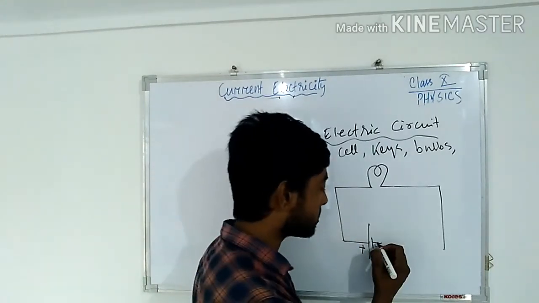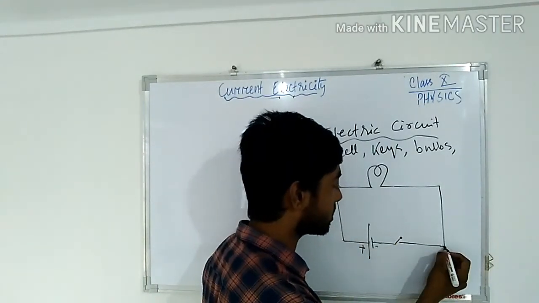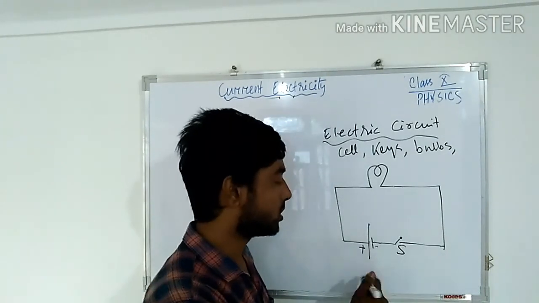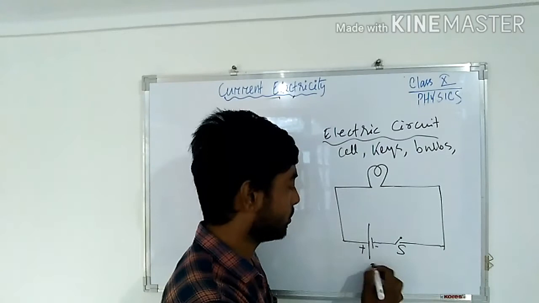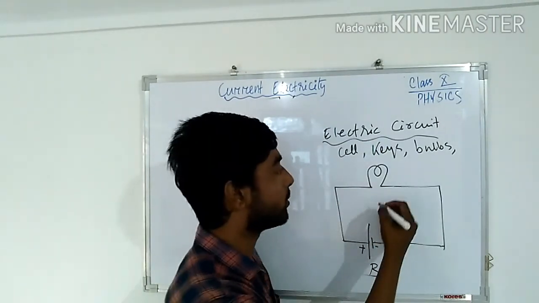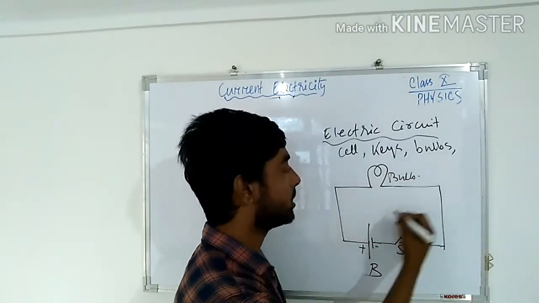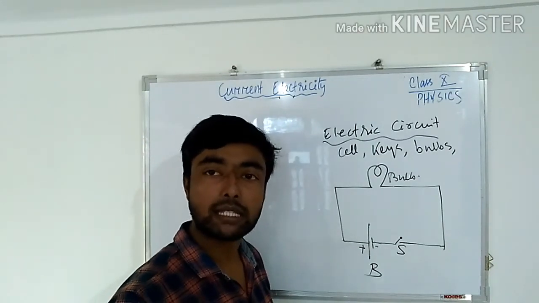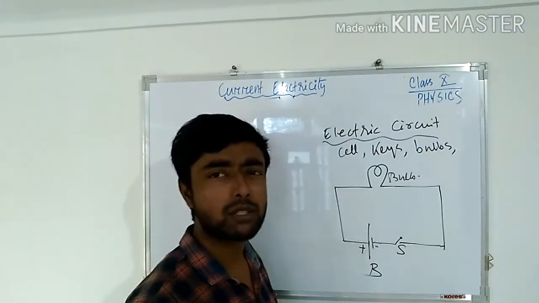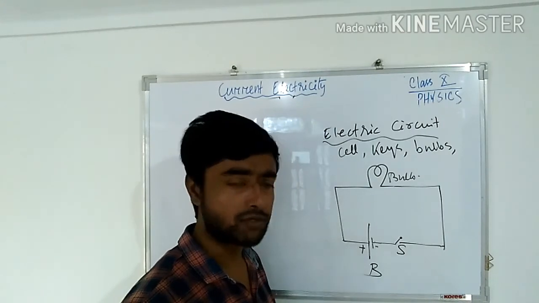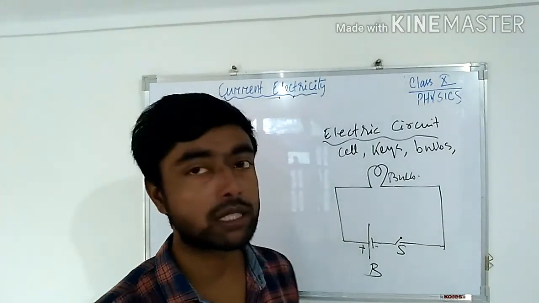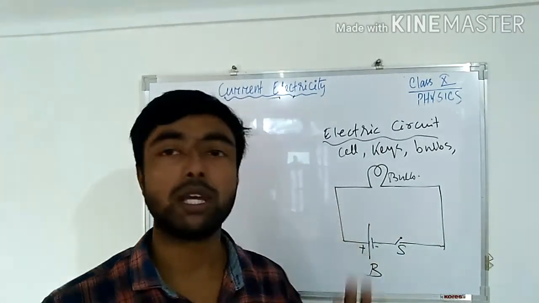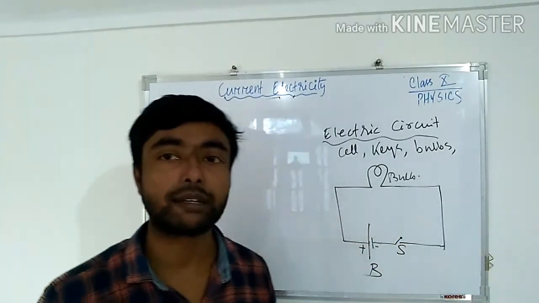So you see one key is there, switch. You can say key or switch. This is switch. This is cell. Battery we can say B, and this is bulb. Okay, this is bulb. So this is an electric circuit. To have an electric circuit, we have some other things also. I will explain that one in the next video. So you see, this is an electric circuit where we use electric appliances. These are the electric appliances.